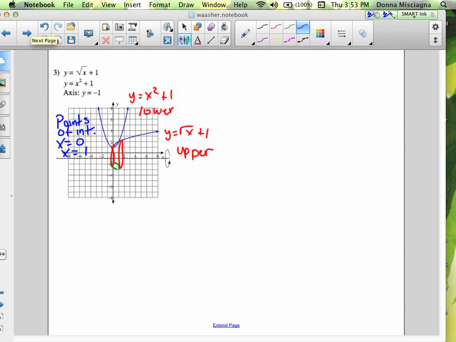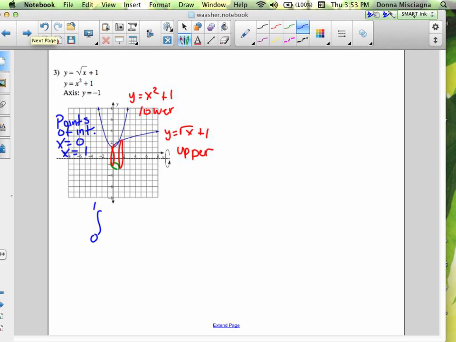All right, and we can always set them equal to one another and solve. I don't think that's going to be necessary here. I think it's pretty clear from the graph. And of course, if you plug in 0, I get 1 and 1. And if I plug in 1, I get 2 and 2. So our integral is going to go from 0 to 1.